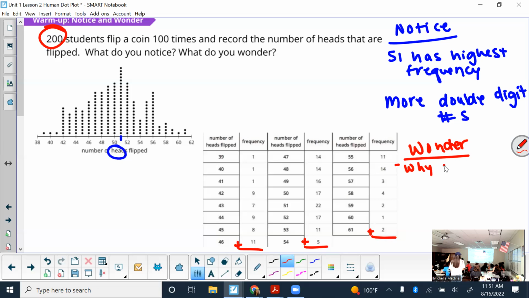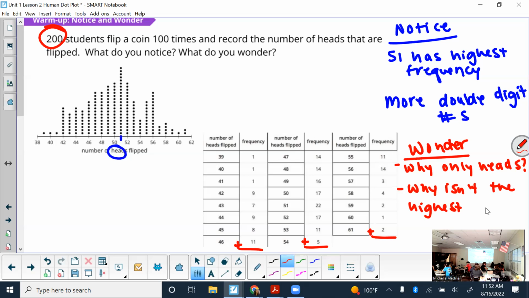All right, so what are some things that you maybe wonder? Why did they only graph how many times that they have heads? How many sides are there to a coin? 2. So wouldn't you think that the highest frequency would have been 50 rather than 51? Maybe that could be something else that you wonder. So why isn't the highest frequency 50? And so forth. Anyone else want to add?